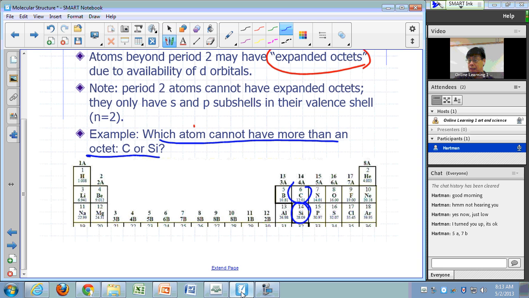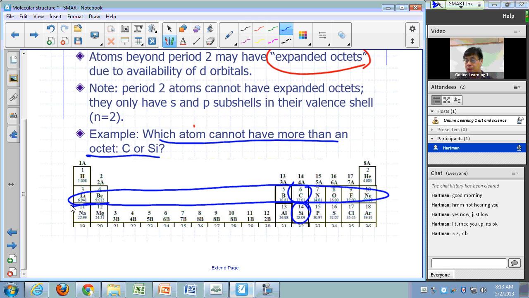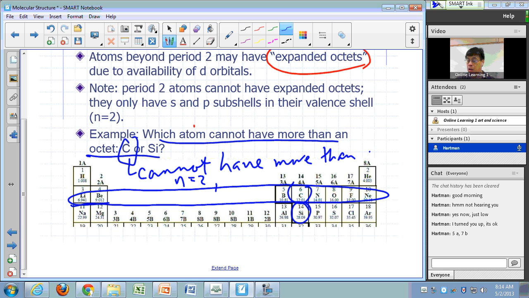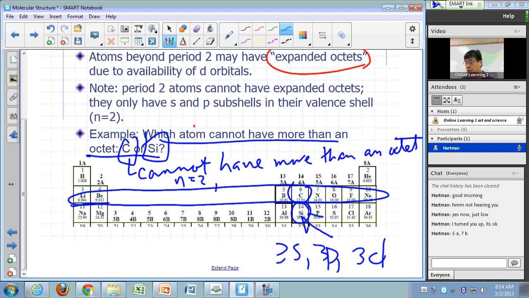All right, what did we say? Second row elements: the valence shell is n=2. The most that I can have is an octet. So this carbon cannot have more than an octet. But the silicon can, because silicon is in the third row. So it has 3s, 3p, and there's a 3d orbital where you can put the additional electrons in. All right?